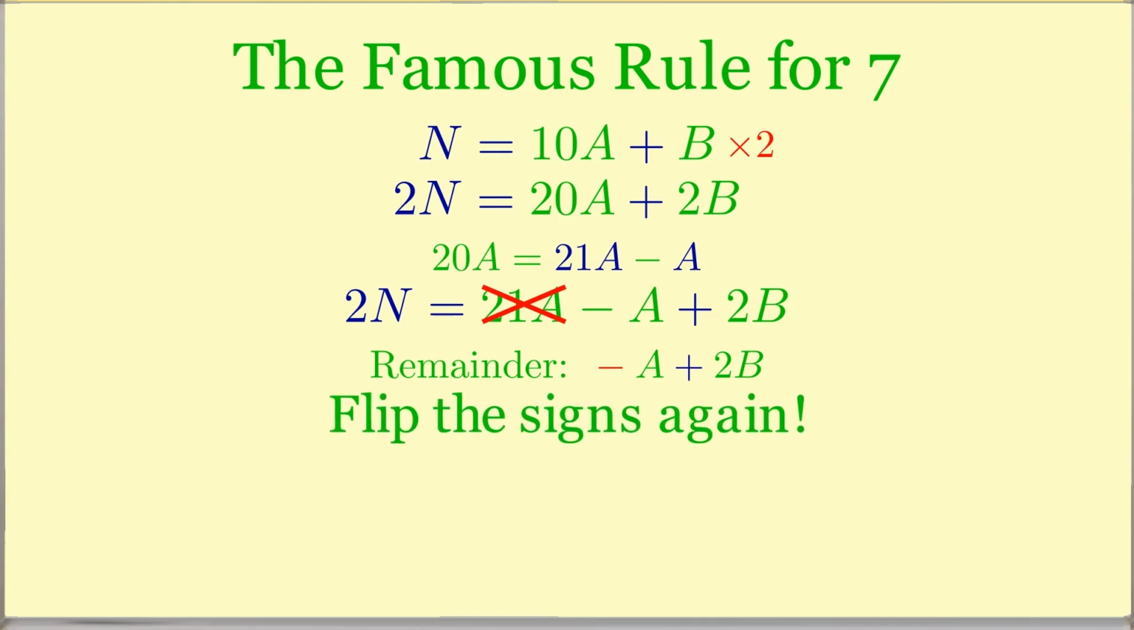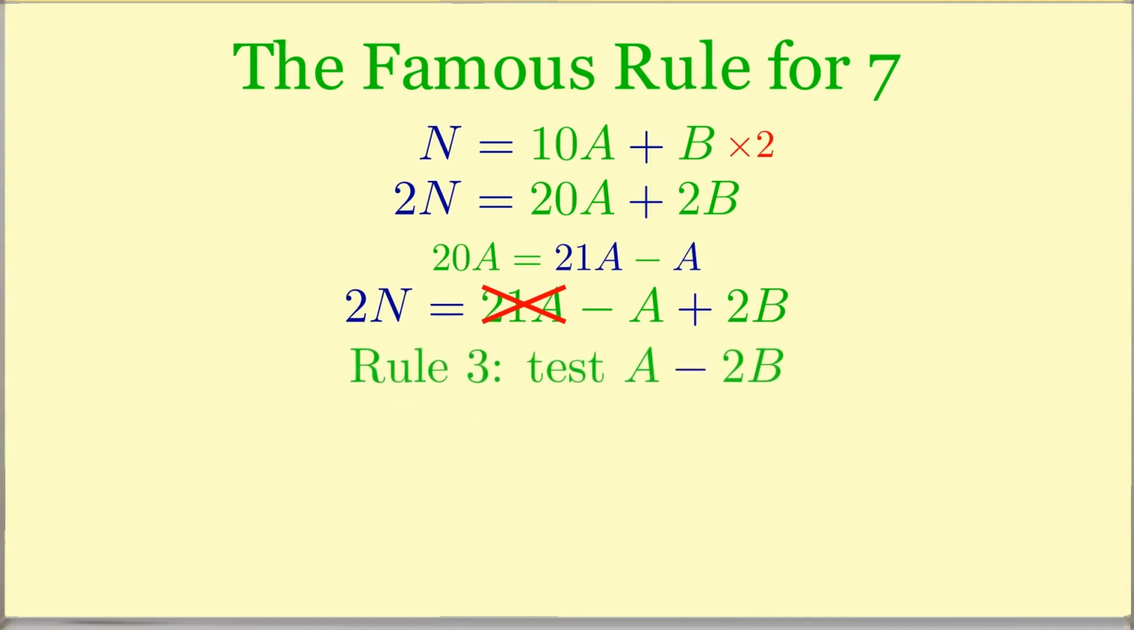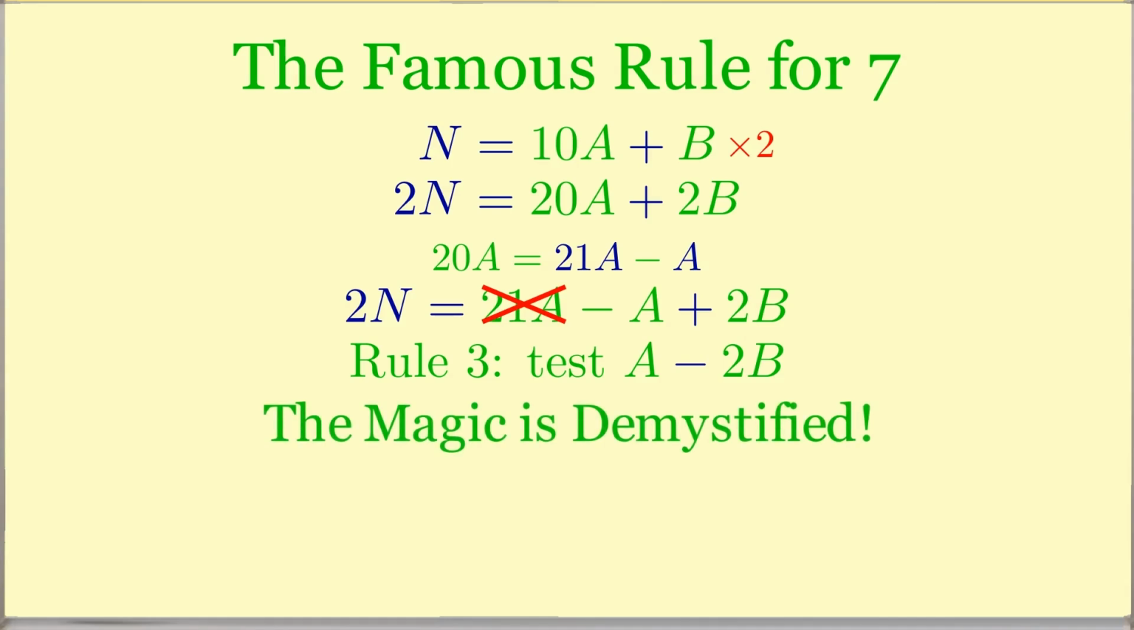We are completely allowed to flip the signs on the entire leftover chunk. By flipping the signs, negative a plus 2b transforms perfectly into positive a minus 2b. And there is the magic completely demystified. We used a exactly as it is.